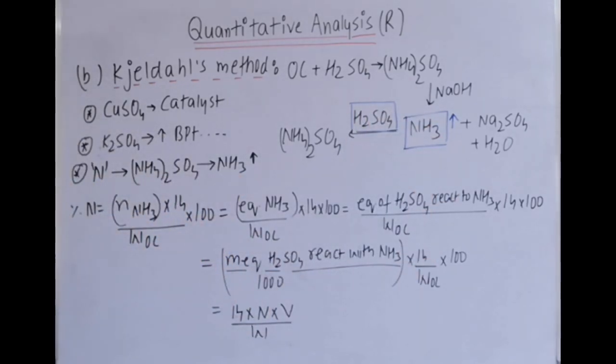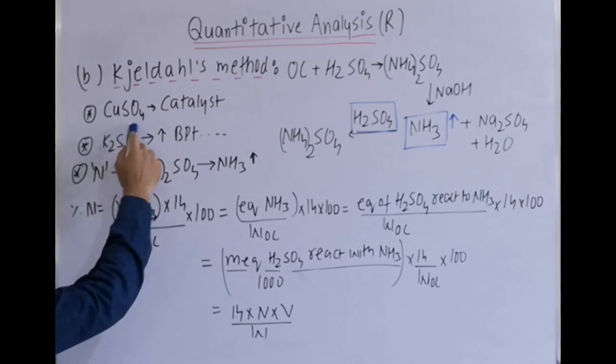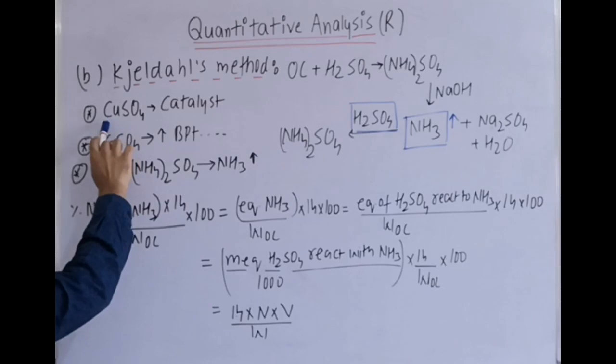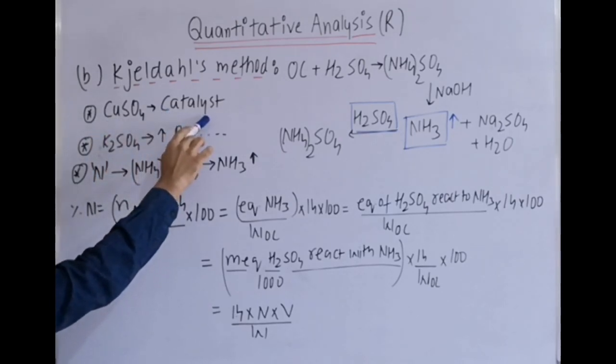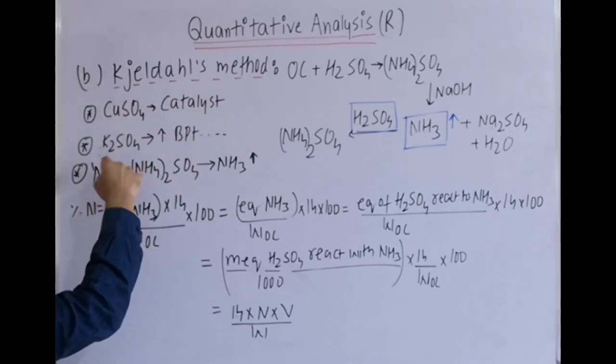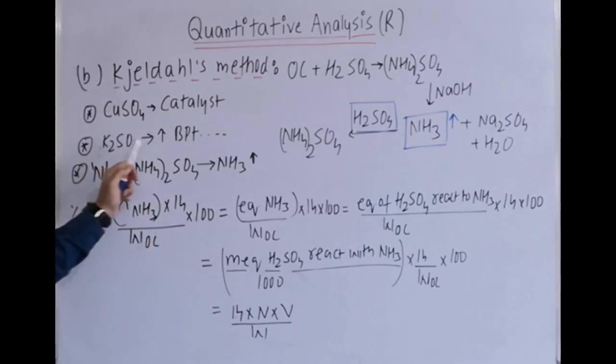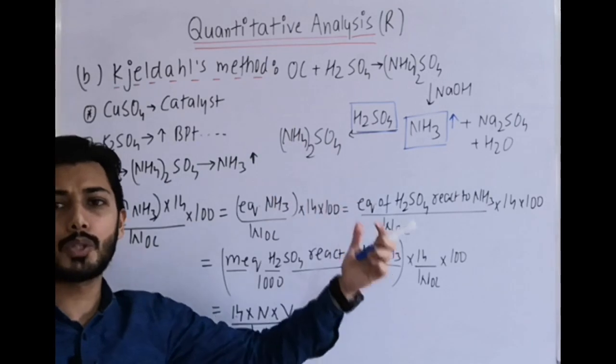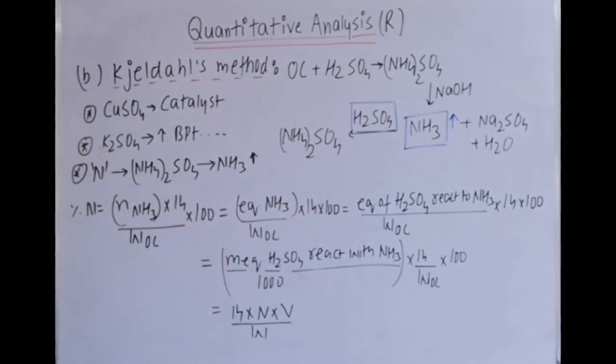Now some important points: the CuSO4 which we add in H2SO4, even in NCERT you can see in the diagram it is given, is acting as a catalyst, right? Then K2SO4 is also given in experiments, and it is added to increase the boiling point of H2SO4. So this is additional information you can mention in your notes or in NCERT directly.